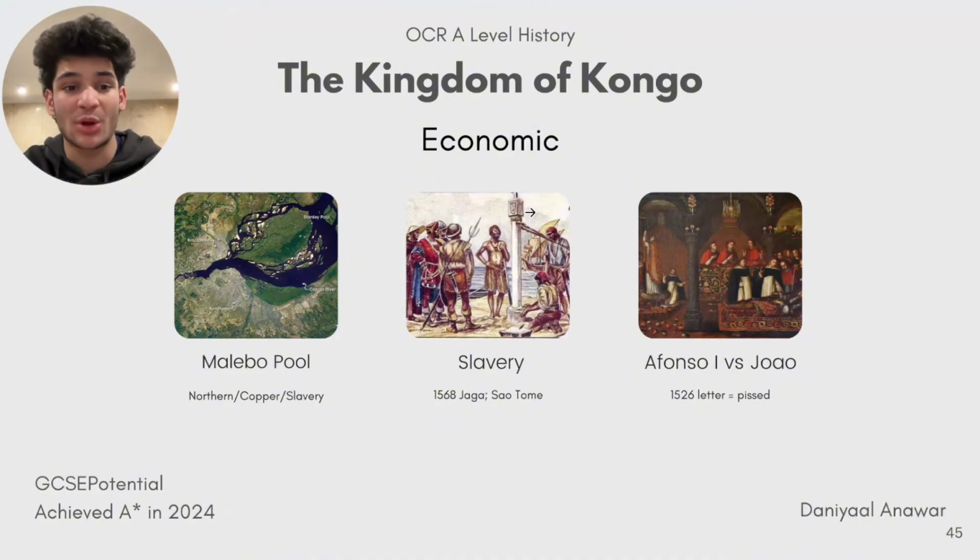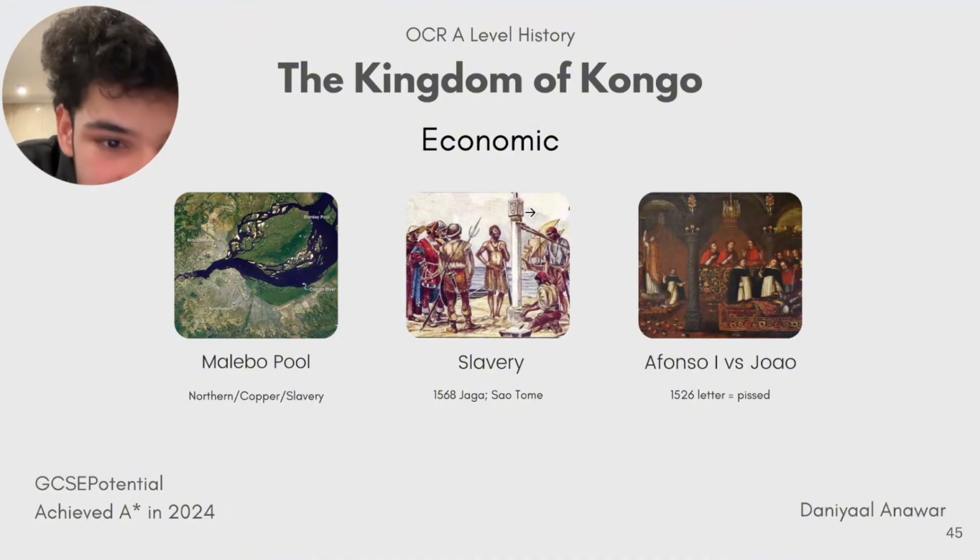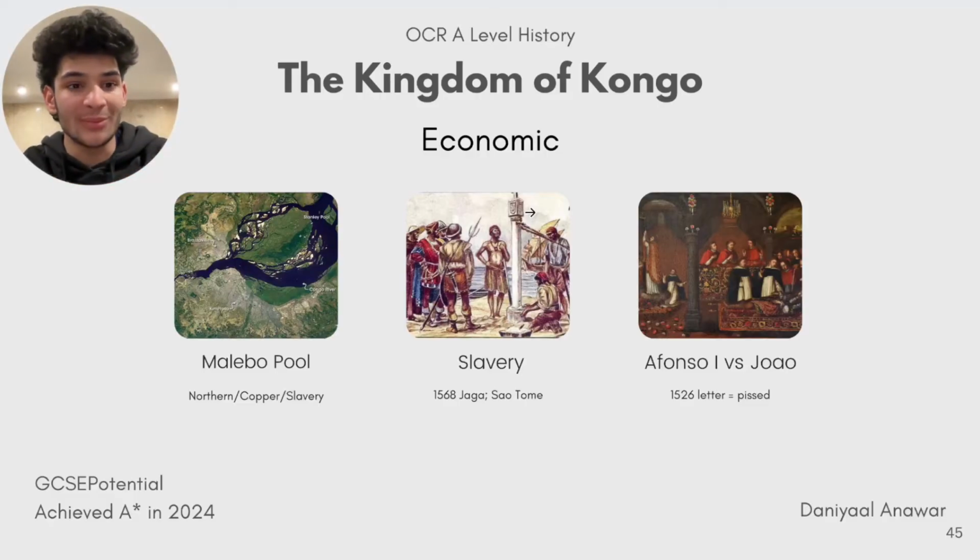Economic, first point, Malabo Pool. Okay, so Malabo Pool, as you can see there, it's kind of sick. It was the northernmost part of the kingdom, and that's where they had a trade fair. The Malabo Pool Trade Fair. It's where copper was traded and slaves were also traded. The reason why it's important is, once again, it goes to show how large the empire was, especially in terms of its economic involvements.